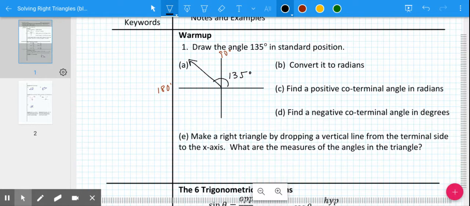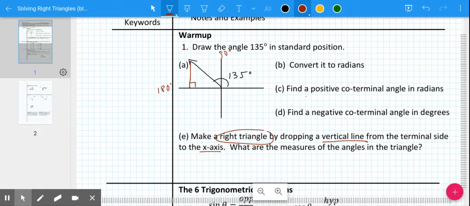In part E, it now asks you, and this is going to be a really important skill for the rest of this trimester, it asks you to make a right triangle by dropping a vertical line from the terminal side to the x-axis. We are going to do this a whole bunch in this trimester, and we always make our triangles by dropping from the end up or down to the x-axis. We never go over the y-axis. This creates a right triangle.